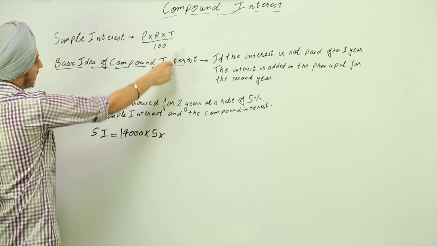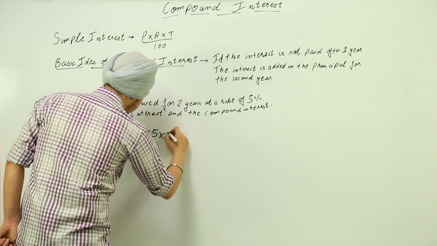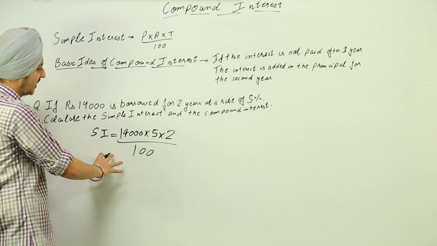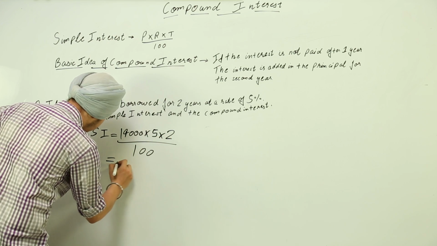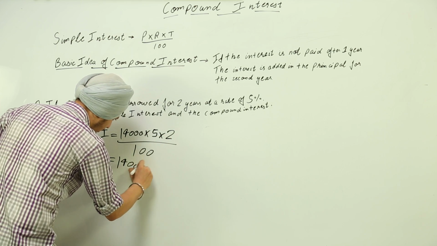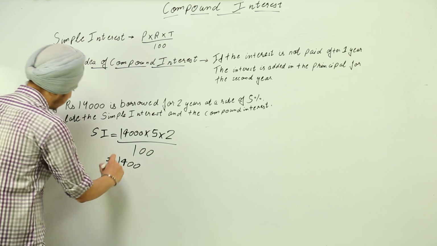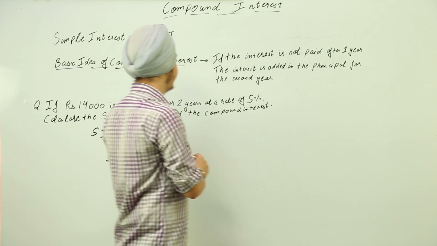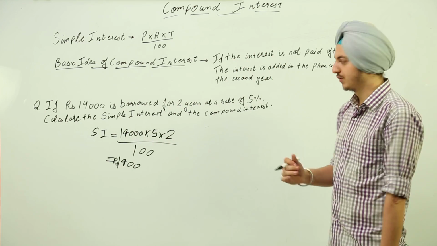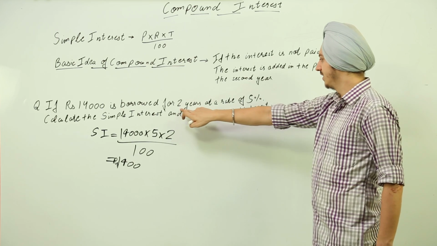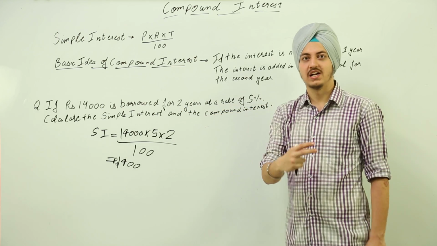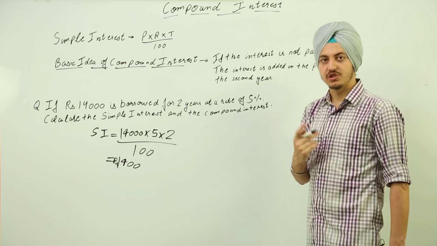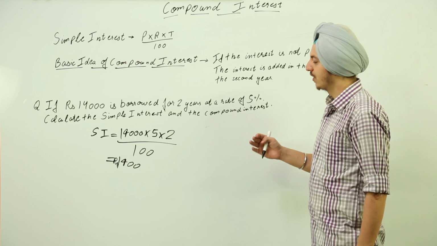What is the time for which the money is borrowed? 2 years, over 100. This comes out to be equal to 1400 rupees. Now if we have to find out the compound interest, how will we do this? We will divide this period into 2 halves, that is year by year, 2 years. So we will calculate the compound interest for the first year, and then we will calculate the compound interest for the second year.